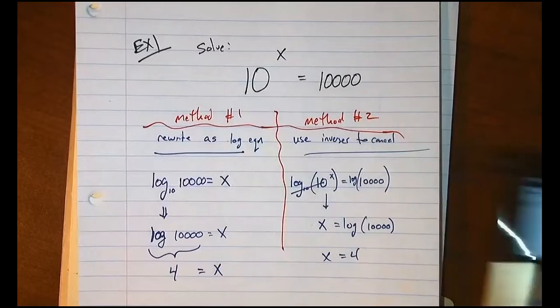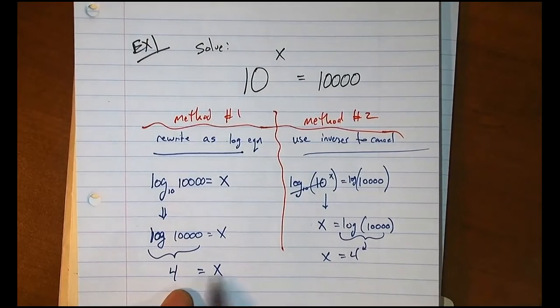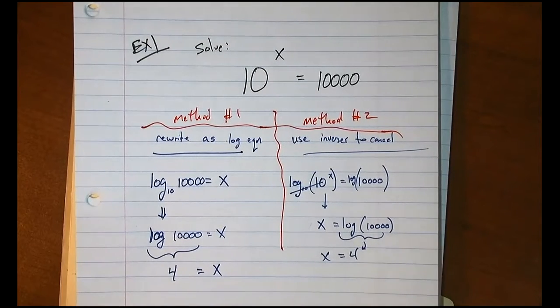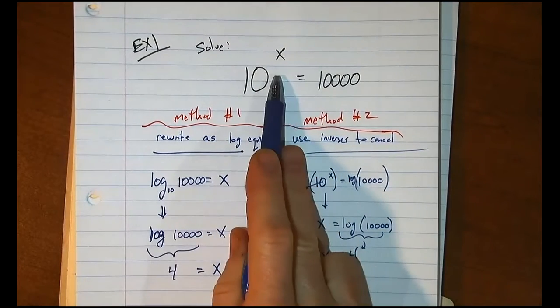So notice both methods give me the same result. Both methods are the exact same amount of work. It really is just two different ways to think of it. One, you're thinking of it as, I know I can rewrite this as a logarithm.